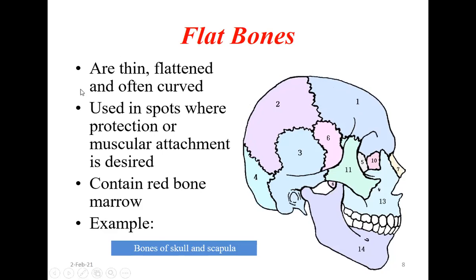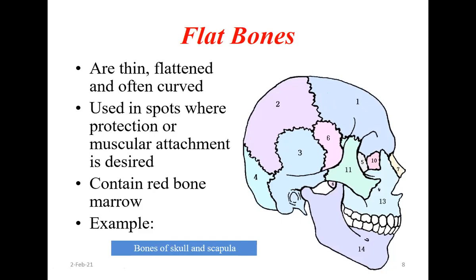They are thin, flattened, and often curved, used in sites where protection or muscular attachment is desired. So these skull bones are protecting the brain. Wherever the protection is necessary, there they are present. As well as muscular attachment, there will be muscles attached around, that you will study later. So it will give attachment to the muscles, that is one of the functions of the bones, as well as also protection.